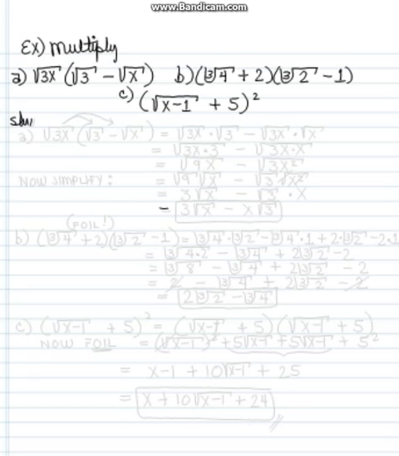Multiplying with radicals. The key word here for this type of problem is distribute your multiplication. So part A, we have the square root of 3x times parenthesis square root of 3 minus the square root of x. We'll distribute the multiplication. We have the square root of 3x times the square root of 3 minus the square root of 3x times the square root of x.